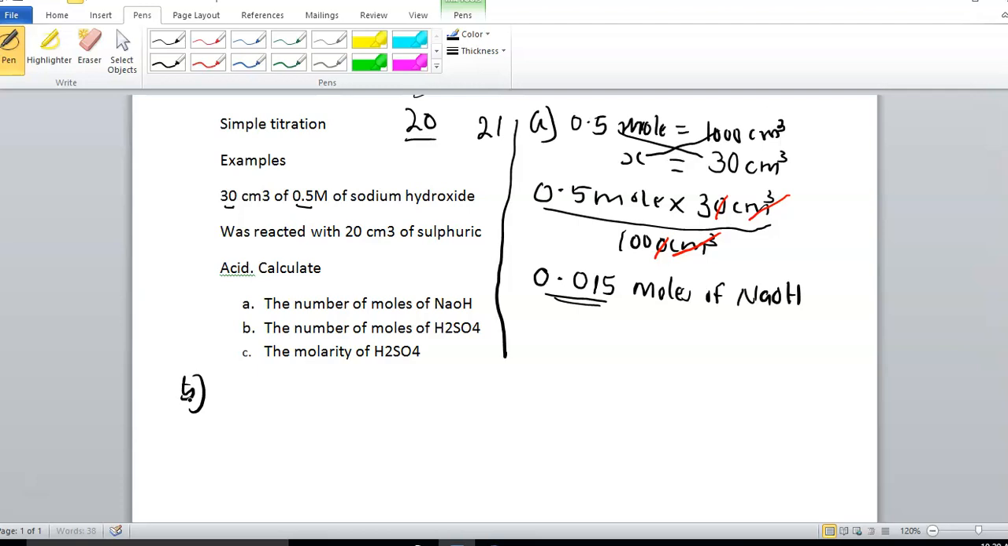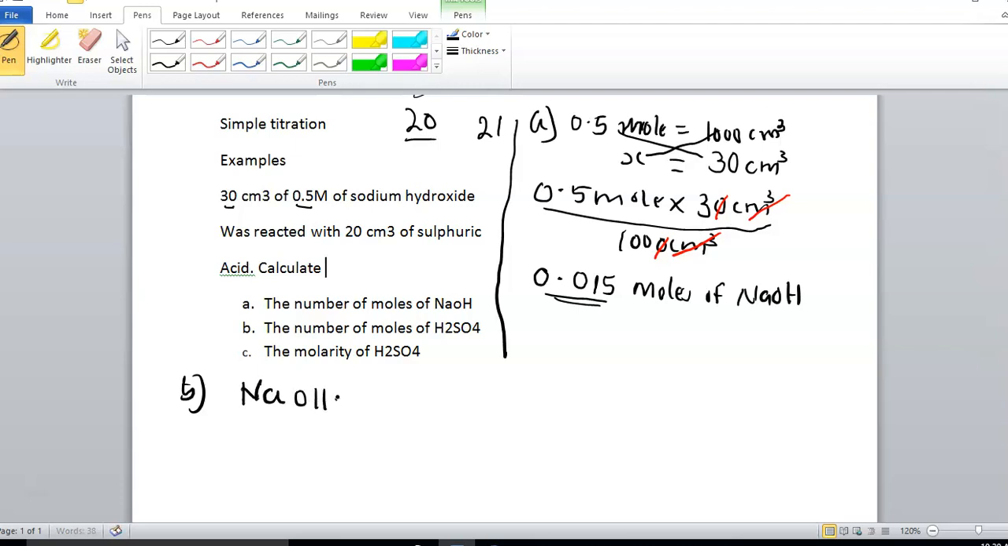Now part B, the number of moles of the sulfuric acid. How do you get it? If you have the moles of the base and you are asked for the moles of the other solution, you get it through the mole ratio. You react the two solutions.